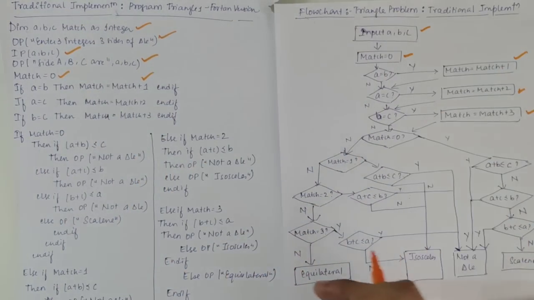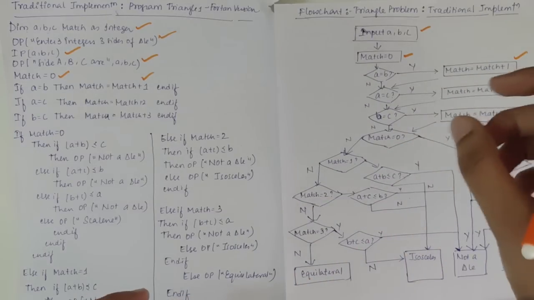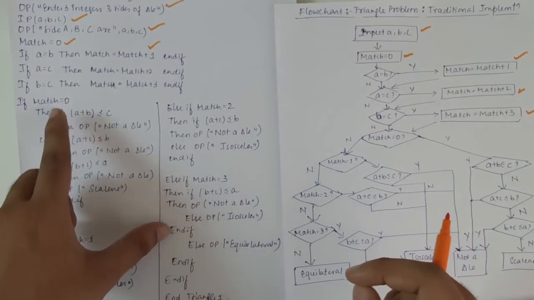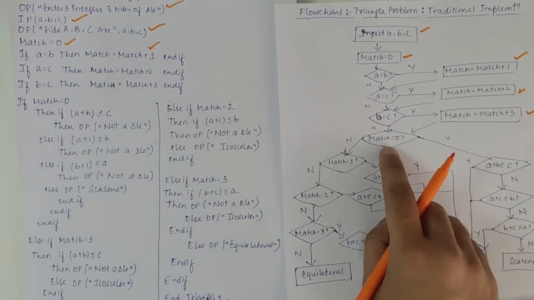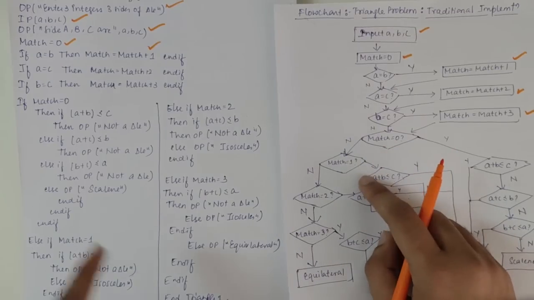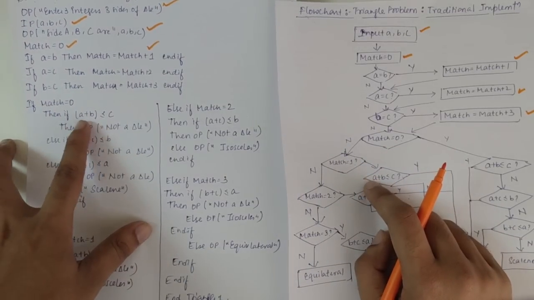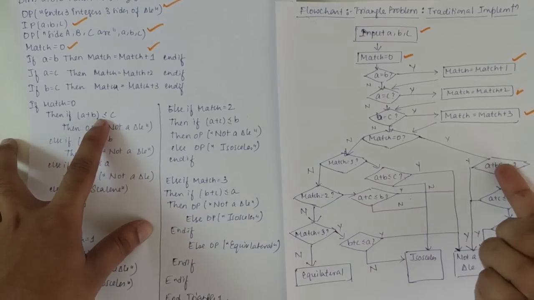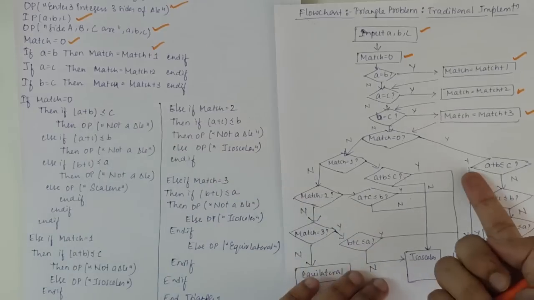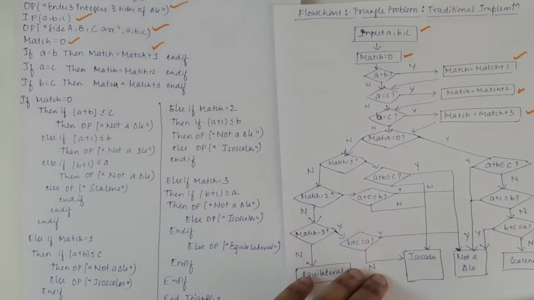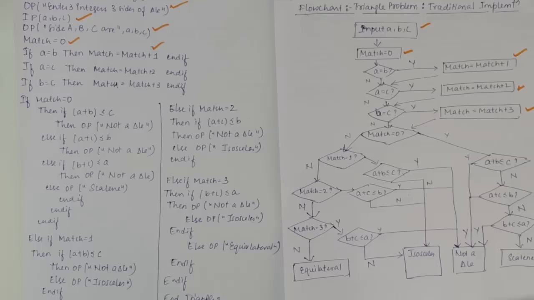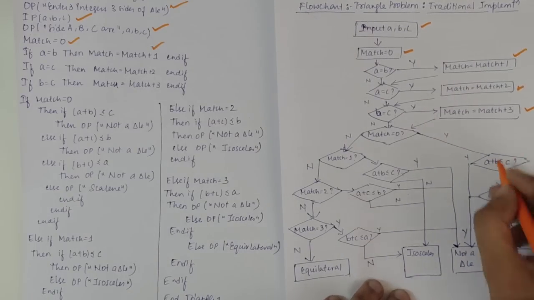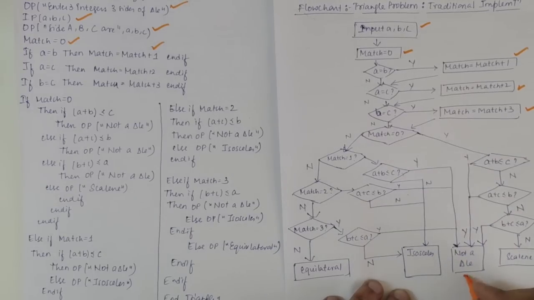If all these 3 are satisfied, next we'll look into each condition of match one by one. Starting from match is equal to 0, we have 2 possibilities here. If A plus B is less than or equal to C, then it is not a triangle. If it is obeying this condition, it means that it is not a proper triangle, because A should be less than B plus C, right? So if this condition is satisfied, it comes to not a triangle.